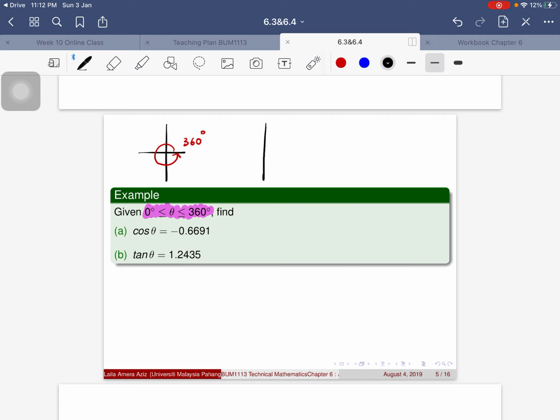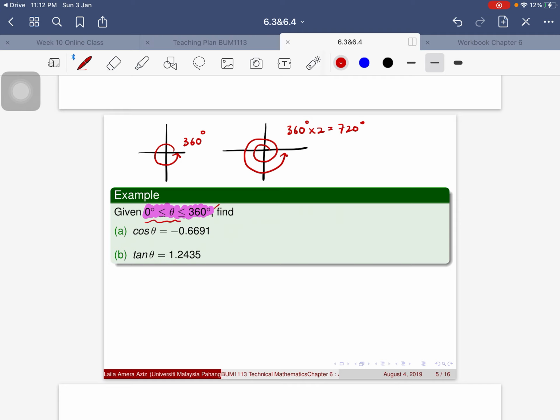It could rotate twice on the circle. So it's going to be like this. I start, I end, and I start again. Therefore what happened is that it is twice the rotation, which equals 720 degrees. So how do you know whether your angle only rotates once or twice? That is based on the value of the restriction right here.